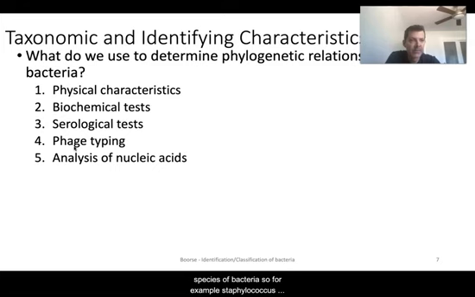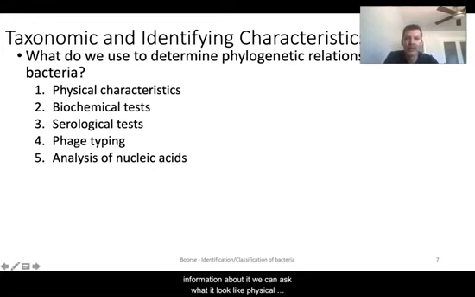For example, Staphylococcus aureus, two words, genus species. That's one bacterium. And there are phage that would only infect staph. There are other phage that only infect strep. There are other phage that only infect E. coli. And so when we identify a new bacterium, we can get information about it.